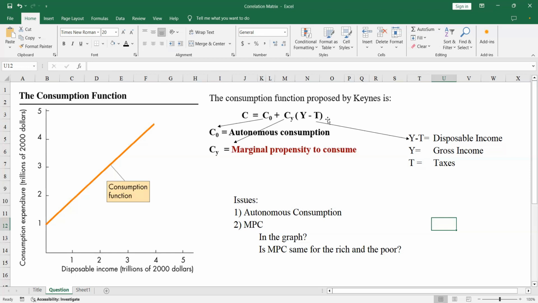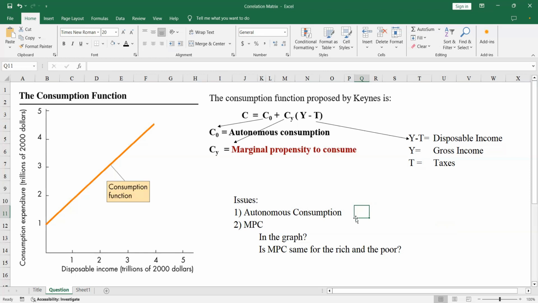C naught. Now, even if a person does not have any income, it does not mean that a person will not have consumption. So even when there's no disposable income, Y minus T is equal to 0, and this function reduces to C is equal to C naught. There will be some consumption. It is not possible to have zero consumption. Without any consumption, a person will die. Thus, there will always be some autonomous consumption, even if there is no disposable income.